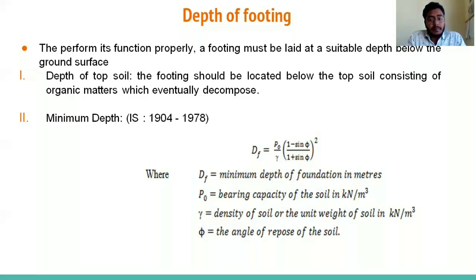Where df is the minimum depth of foundation in meter, p naught is the bearing capacity of soil in kilonewton per meter square, gamma is the density of soil or the unit weight of soil in kilonewton per meter cube, phi is the angle of repose of soil or angle of internal friction. So minimum depth you can select.